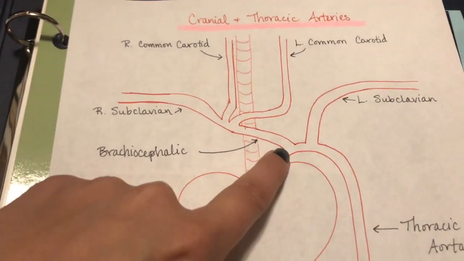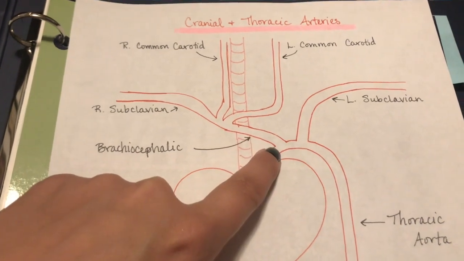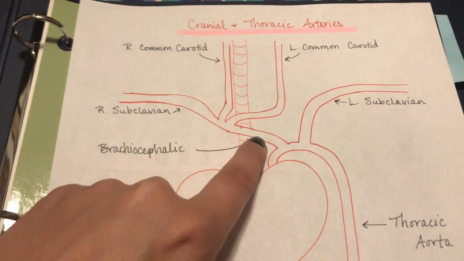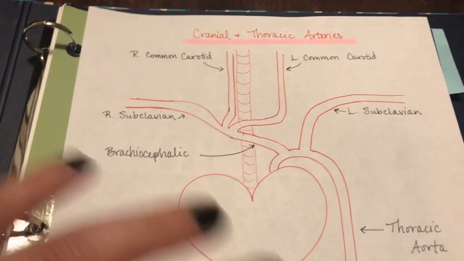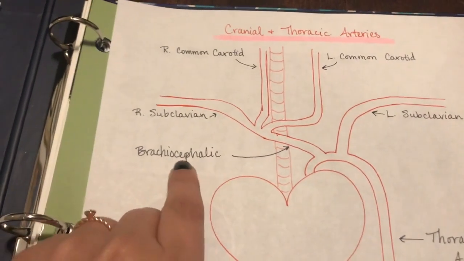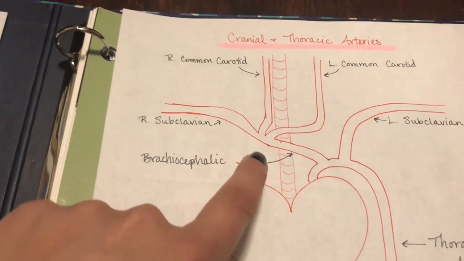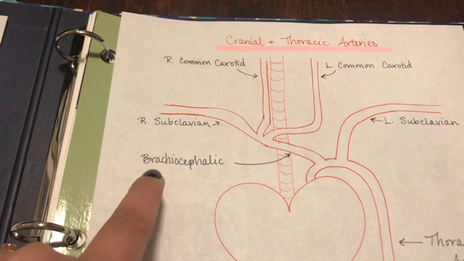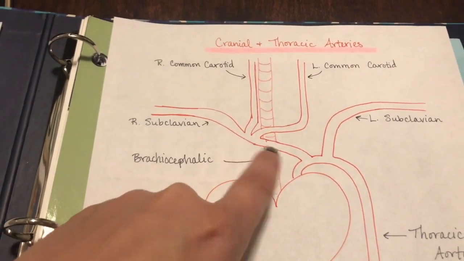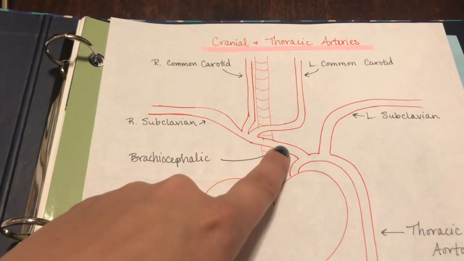Then the secondary branch coming off of the aorta is going to be our brachiocephalic artery. And so this brachiocephalic artery is going to serve everything heading up to the head, that's the cephalic part of the name, and it's going to serve our right arm, the brachio part of that name. So this region, before there's any divergence, we'd call that the brachiocephalic region.